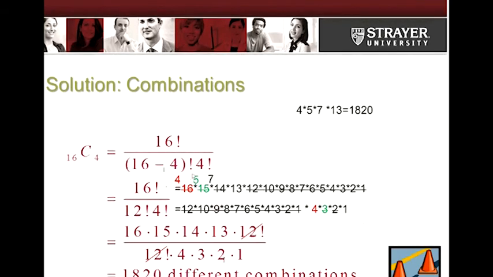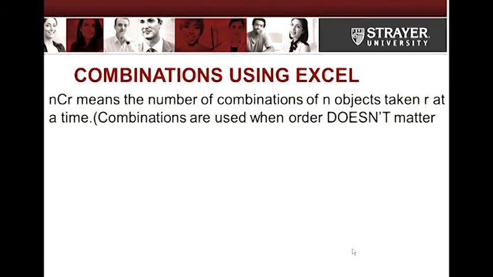So I really only have to multiply, and I did it up here, the 4 times the 5 times the 7 times the 13. And that comes out to 1,820. Okay? So you can write this all out and just cancel. The majority of combinations and permutations are just canceling. Or you can use Excel.